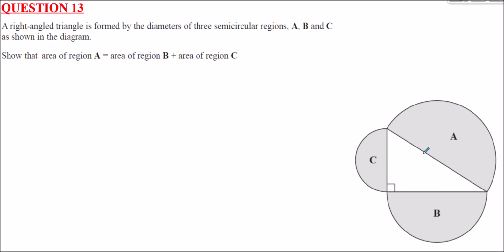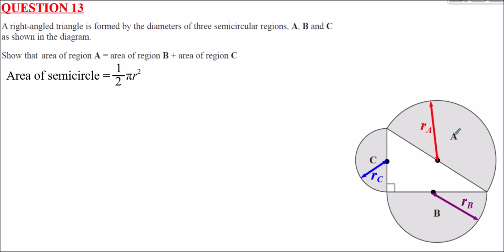So what we need to be thinking of here is actually Pythagoras, because Pythagoras tells us that something squared equals the other one squared plus the other one squared. So what we need to do is think about what we're dealing with first of all. These are semicircles. Area of a circle is pi r squared, so for any general semicircle, the area is going to be half pi r squared.